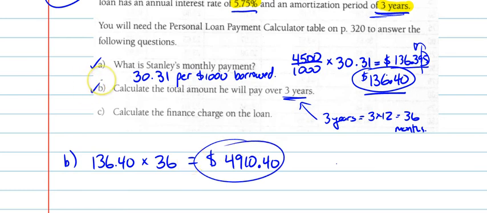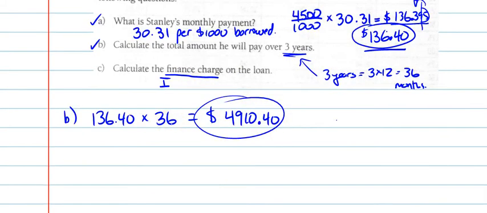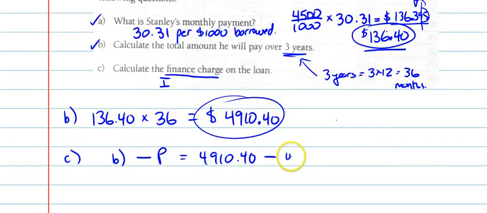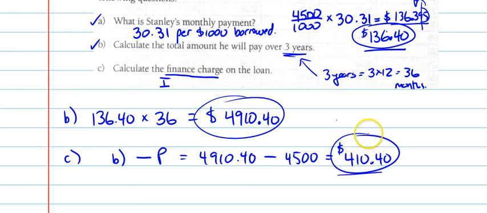All right. C, calculate the financial charge. The financial charge is like the interest amount, right? The financial charge is going to be what you got in answer B minus the principal amount, okay? So $4,910.40, and we're going to subtract the original amount that we borrowed, $4,500, to get a total of $410.40. So that is the financial charge.